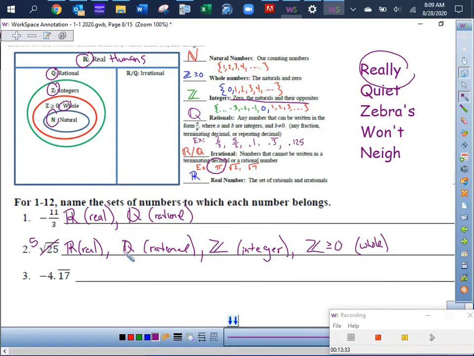And then there's only one thing left. I've done really, quiet, zebras, won't, neigh. N is for natural. So is 5 a natural number? If you were to start counting, would you naturally run into 5? Yes. So that was everybody. Double bar N. I'll do one more with you.